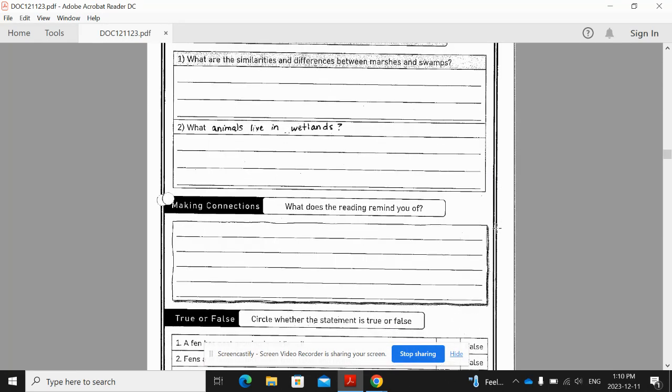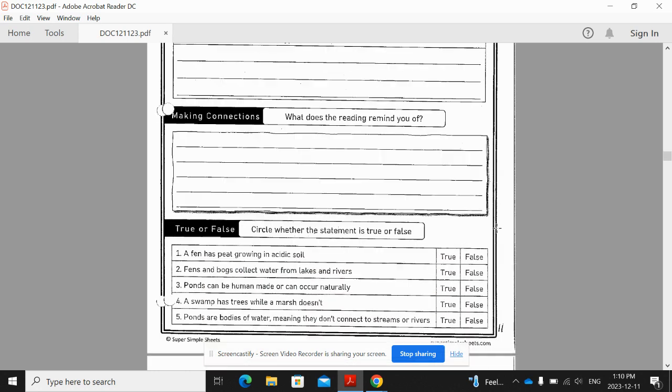So the questions for wetlands. Number 1, what are the similarities and differences between marshes and swamps? So you really have to compare and say, what's the difference? Number 2, what animals live in wetlands? So you are going to have to give a list of animals that live in wetlands.